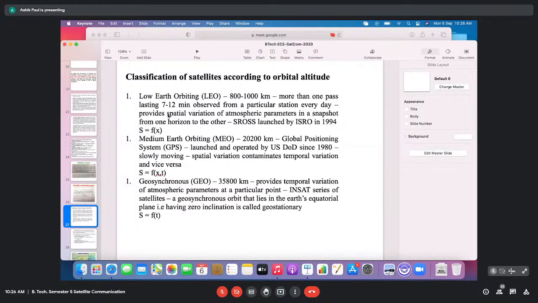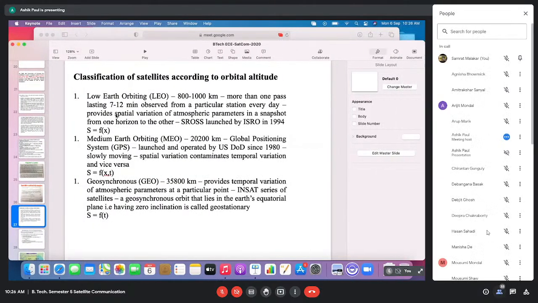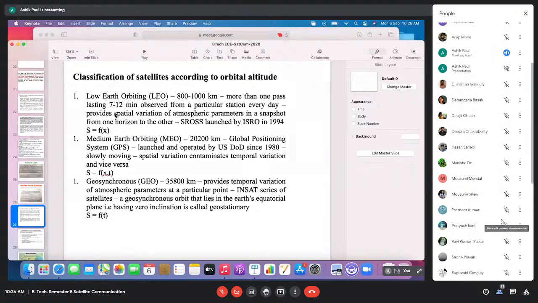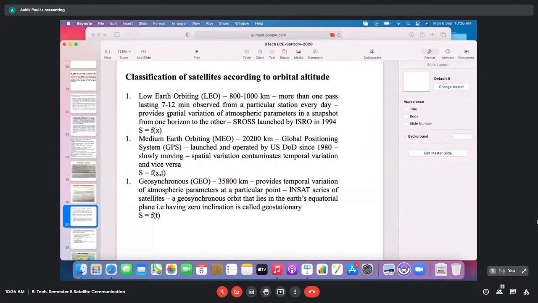So the spatial variation of the atmospheric parameters will be quite high in this kind of a satellite signal. In contrast, the temporal variation is almost insignificant. And what we can write is that essentially for this kind of a satellite, the variation of the signal is primarily a function of space.